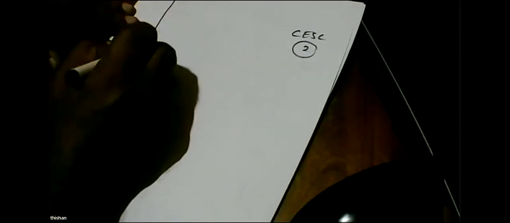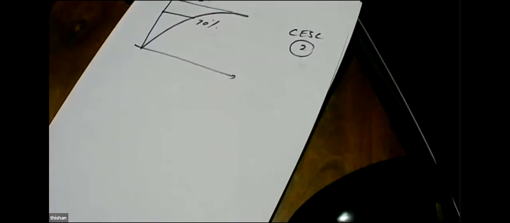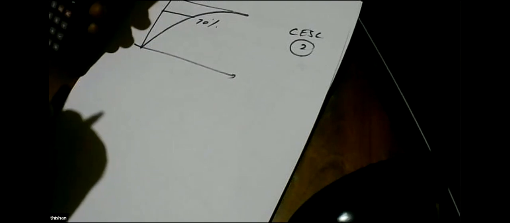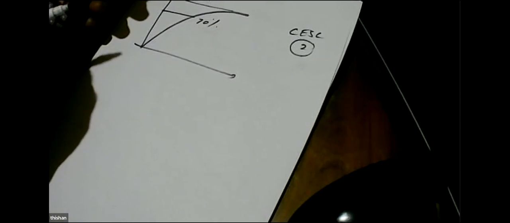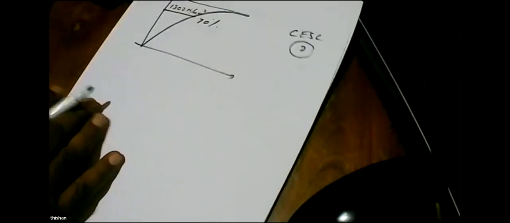So basically what happens is, you have a steel that will have a stress strain curve like this, breaking at 1,860 and stress up to 70%, giving a value of 1,302 newtons per millimeter squared or megapascal.